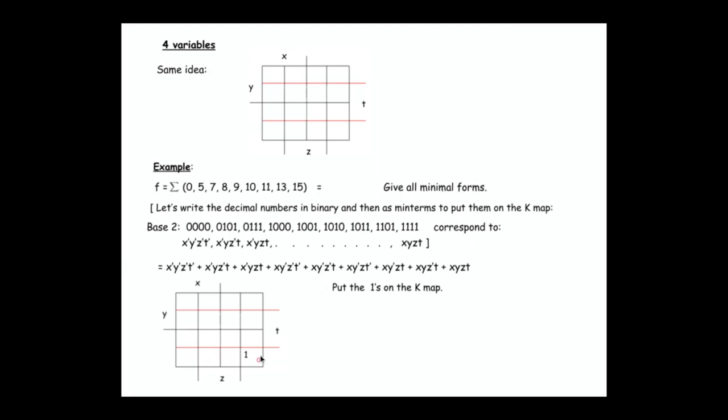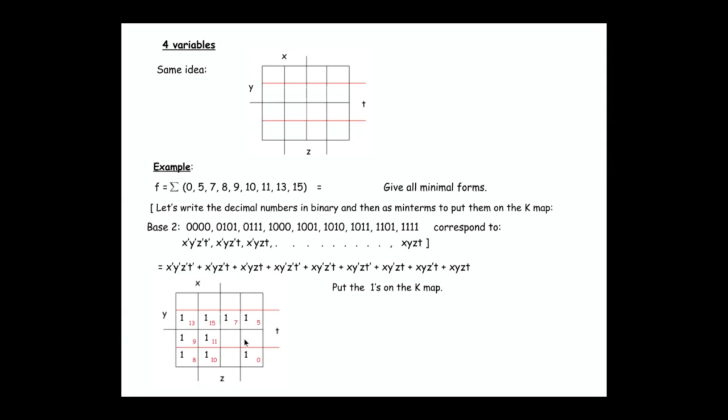So this is square 0, 1 goes there. Square 5, 1 goes there. Square 7, 1 goes there. Square 8, 1 goes there. Square 9, square 10, square 11, square 13, and square 15. If you do it a bunch of times, you'll remember the numbers of the squares, but you don't have to right now. You simply do it using the min terms.